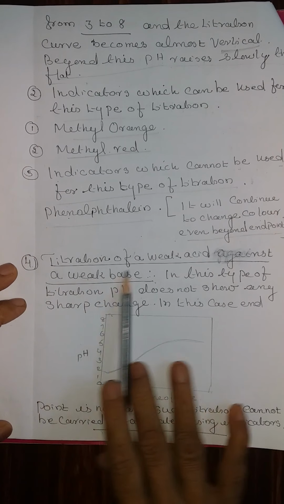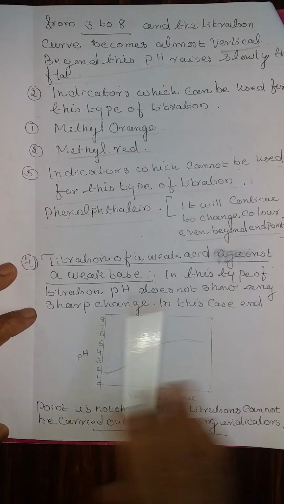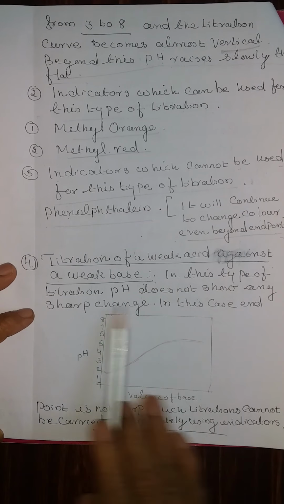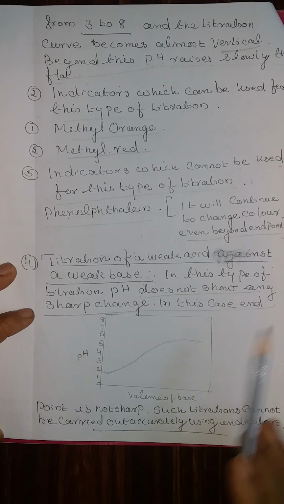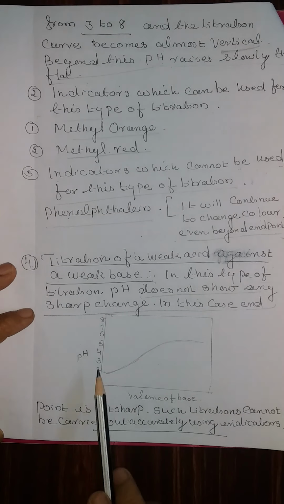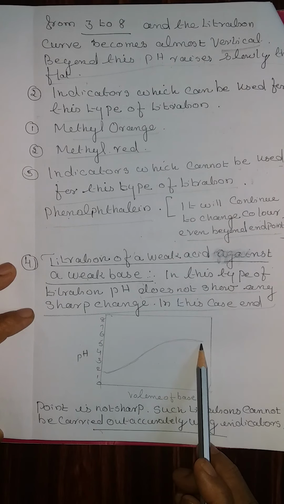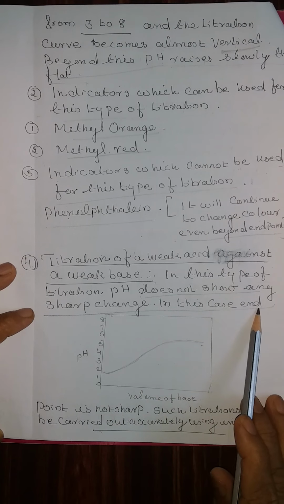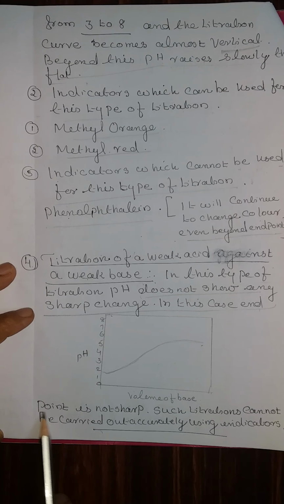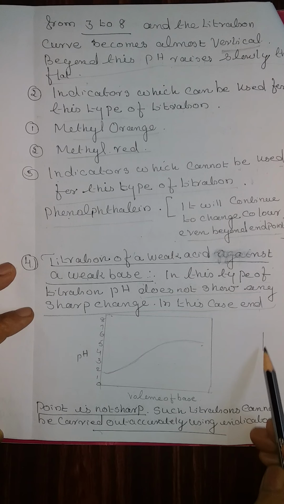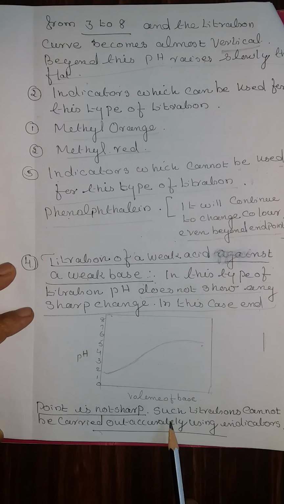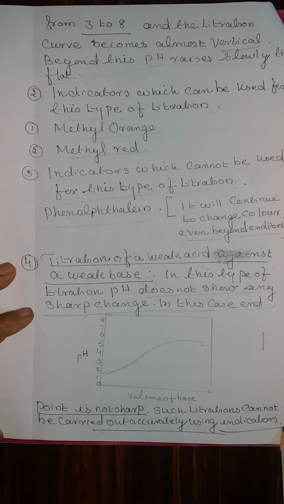Last one, titration of a weak acid against a weak base. In this type of titration, the pH curve does not show any sharp change. Refer to the pH curve. In this, there is no sharp change. Therefore, the endpoint is not sharp. We cannot get any vertical line. That means we cannot detect the endpoint. Such titrations cannot be carried out accurately using these indicators.